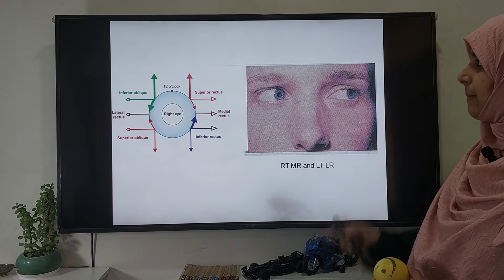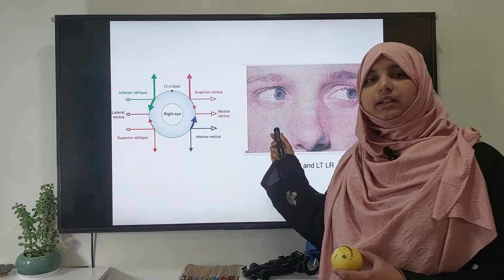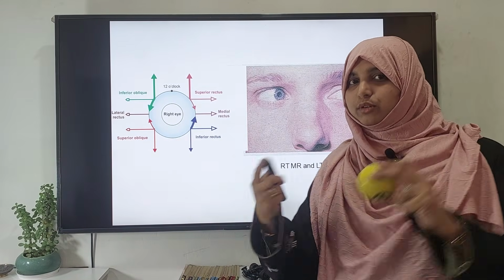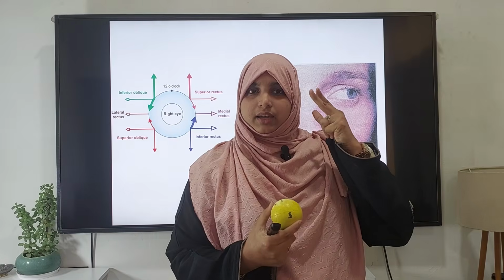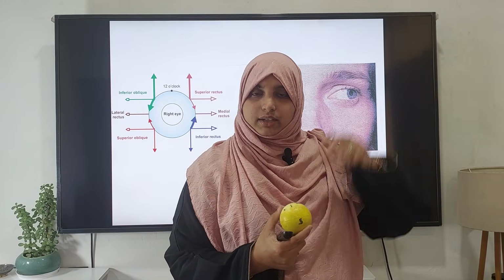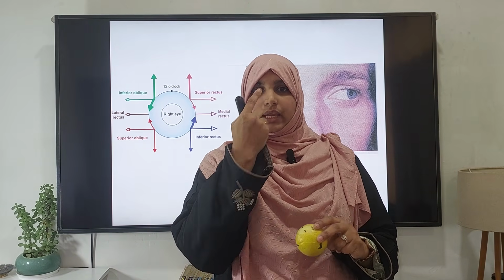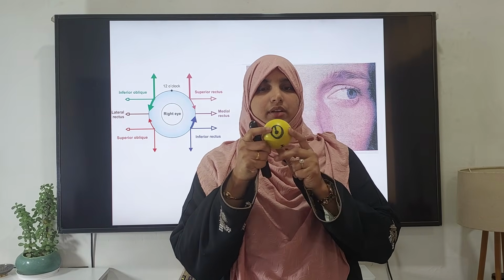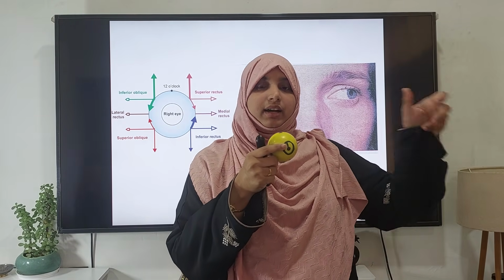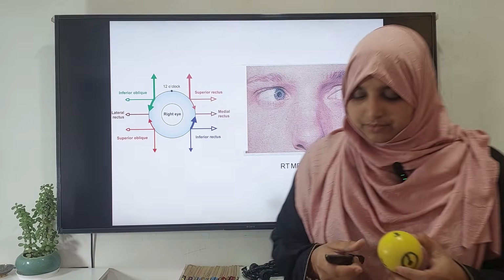Next, can you try and tell me which muscles would have caused this movement? If I have to look at the left side, my left eye's lateral rectus should have contracted and the right eye's medial rectus should have contracted, isn't it? So now the medial rectus would have contracted and the left eye's lateral rectus should have contracted.